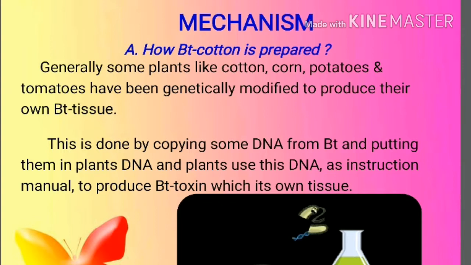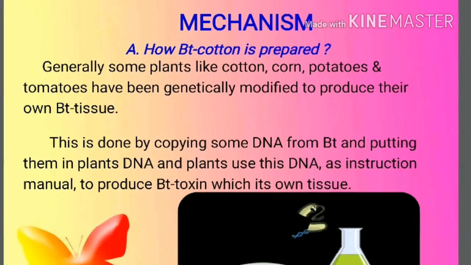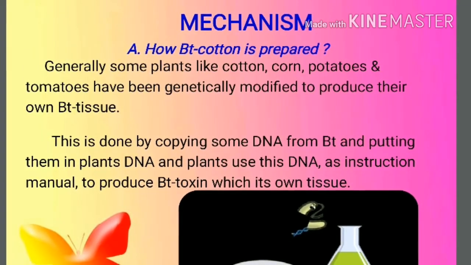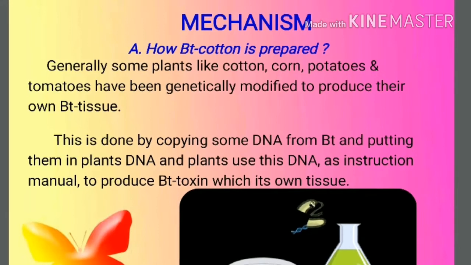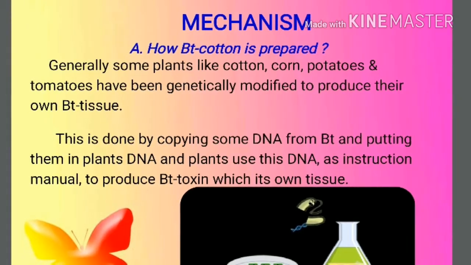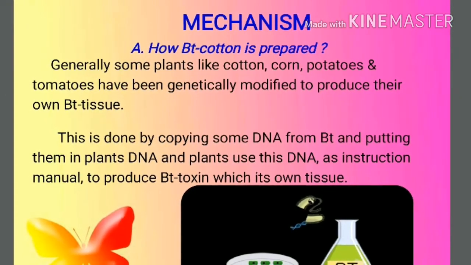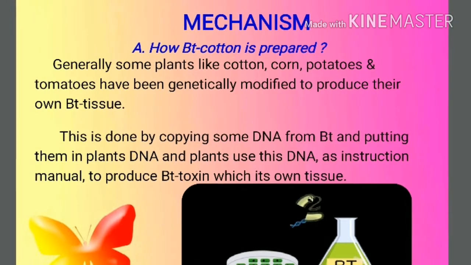Then mechanism. We have divided this mechanism into two parts. One is how BT cotton is prepared, and the second is how BT cotton causes death in insects. At first, we are going to study how BT cotton is prepared.